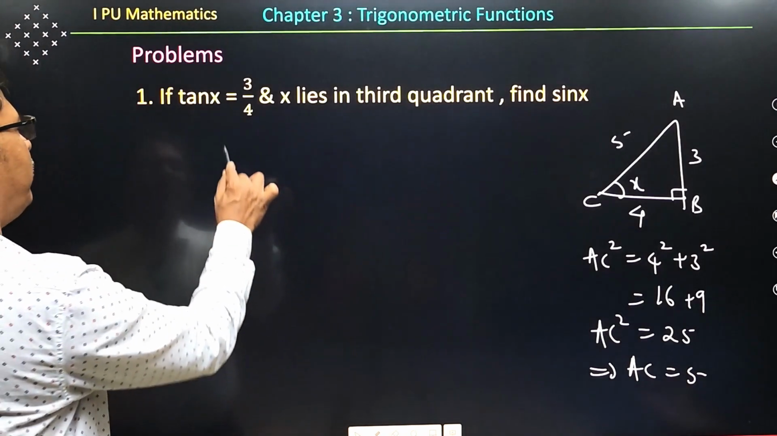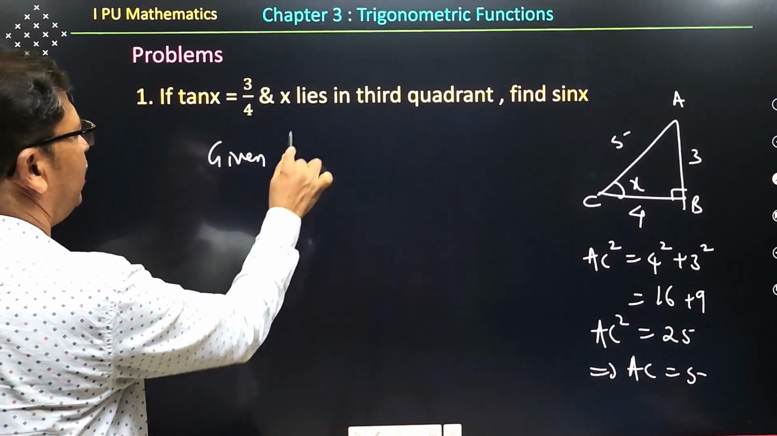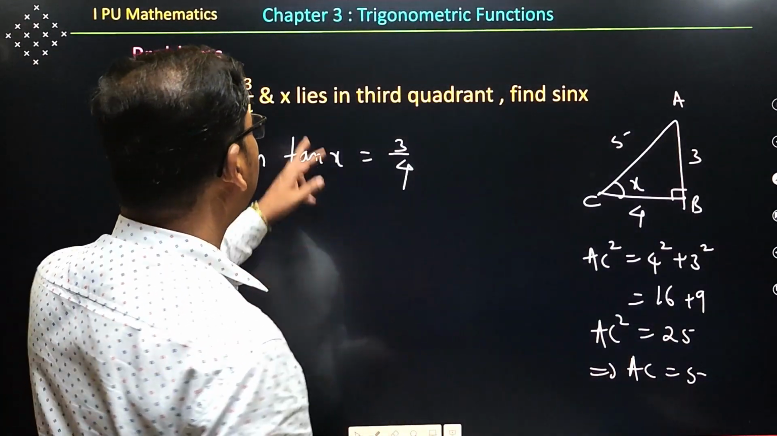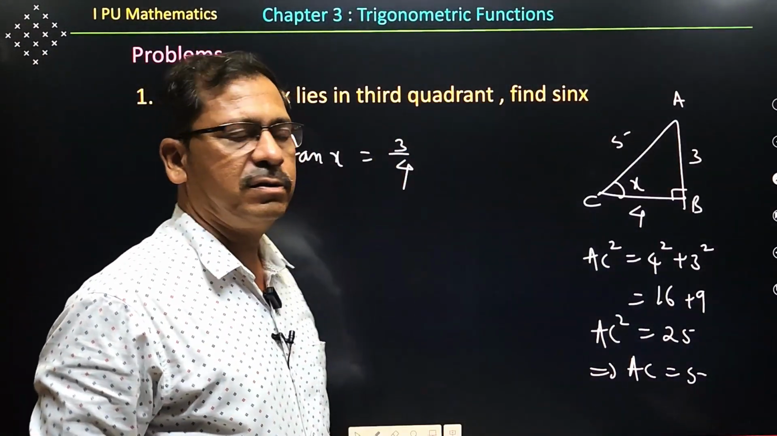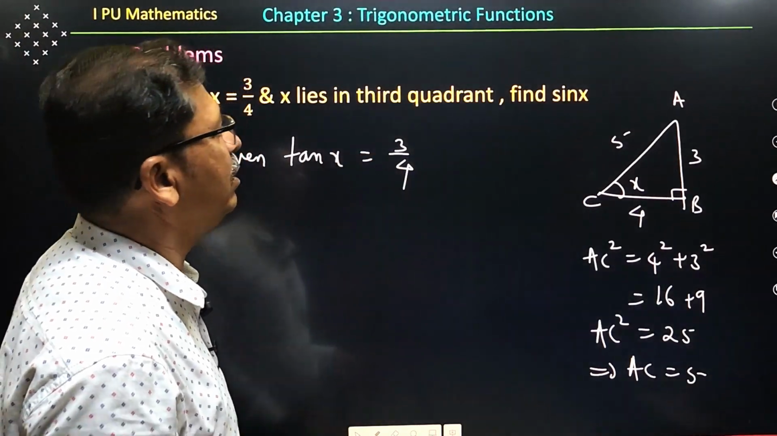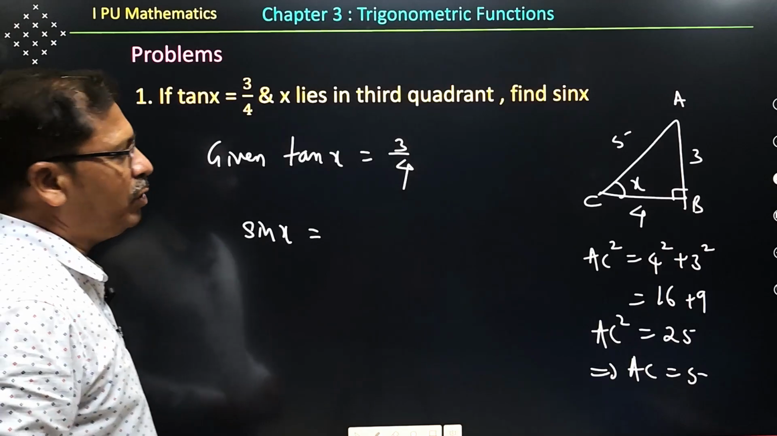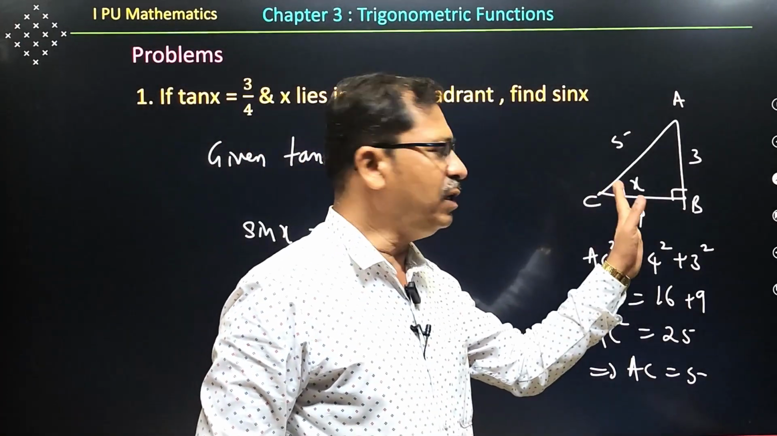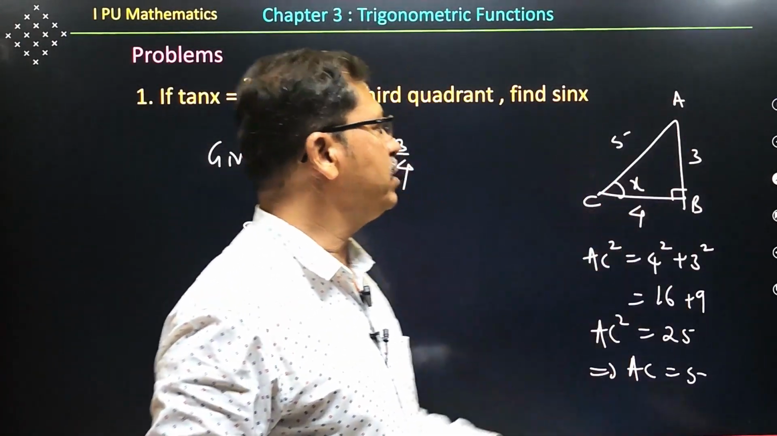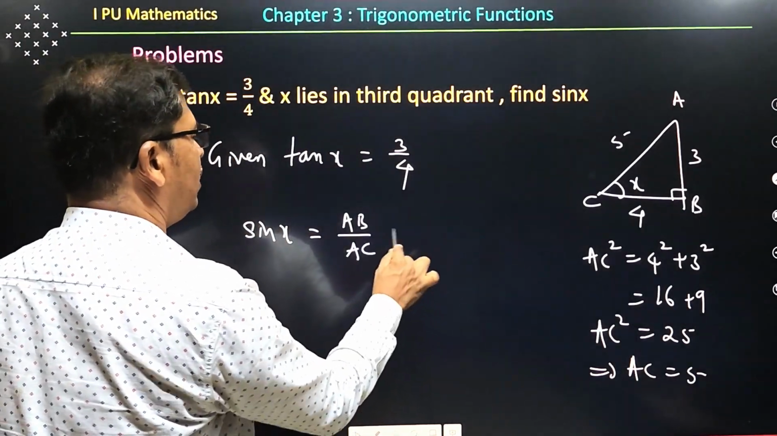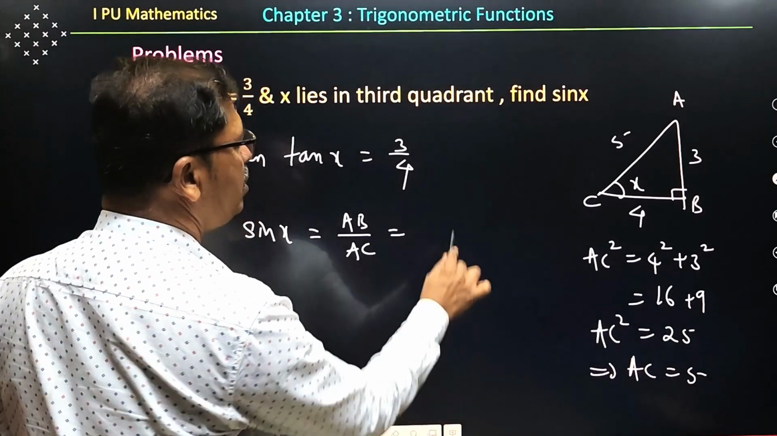tan x is equal to 3/4, he has given. The question is to find sin x, where x lies in the third quadrant. See, directly you define sin x according to this definition, this figure, as opposite side divided by hypotenuse. AB by AC you can write, AB divided by AC. What is AB? AB is 3, AC is 5.